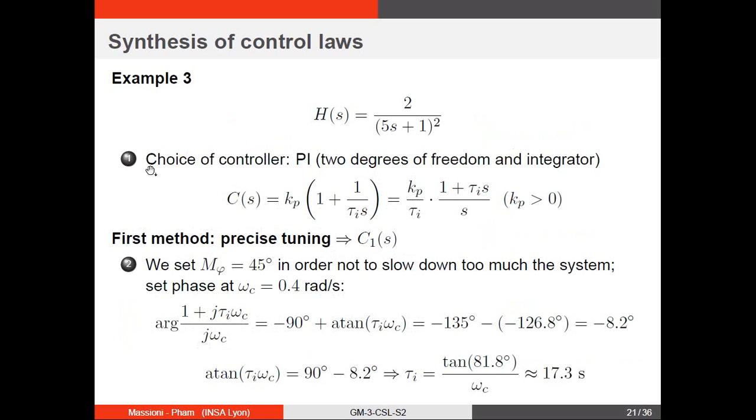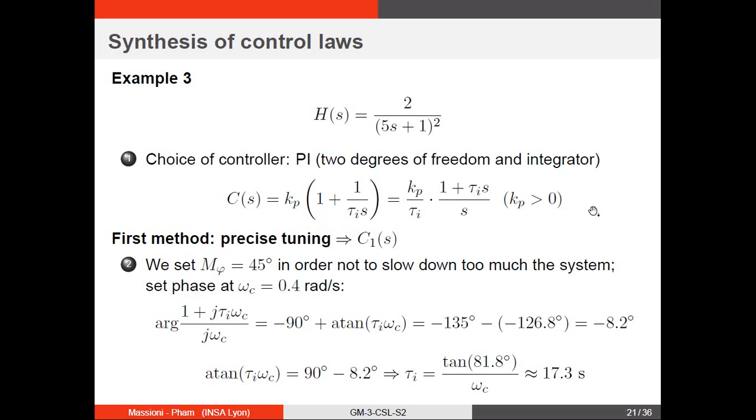Of course, the choice is a PI controller, 2 degrees of freedom, P part and I part, and we get the integrator that we need. So PI controller, you can take it from the catalog of the beginning of this class, last class, sorry. And then here it is. Now we just need to tune Kp and tau I, Kp greater than 0.